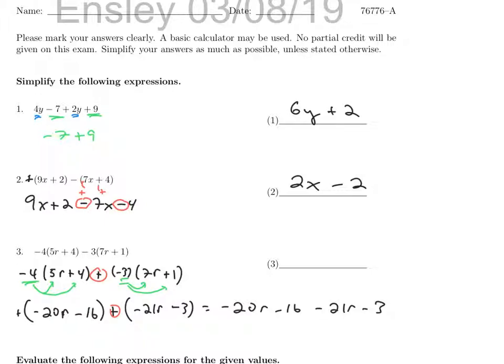I have -20r, -21r. Those have the same sign. They're both negative. So I've got -20 and then another -21. So altogether that's -41r. And I have -16, -3. Again, both are negative. So I'll have -19 between the two of them.